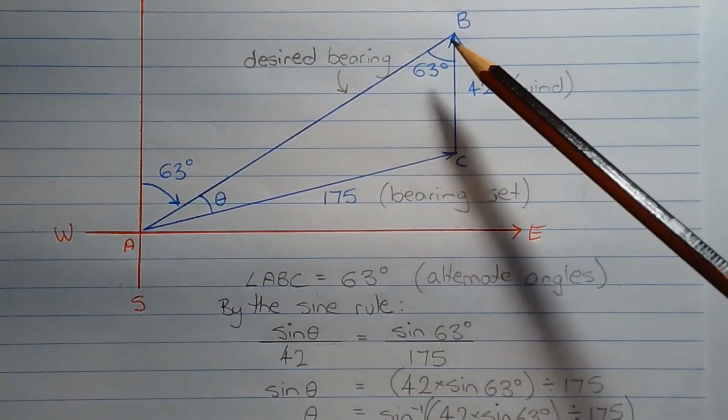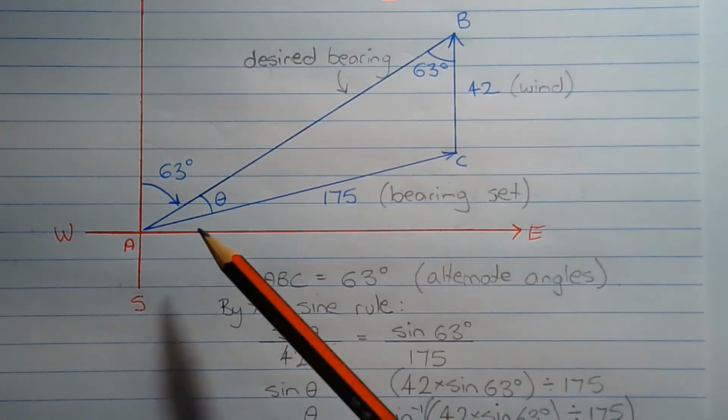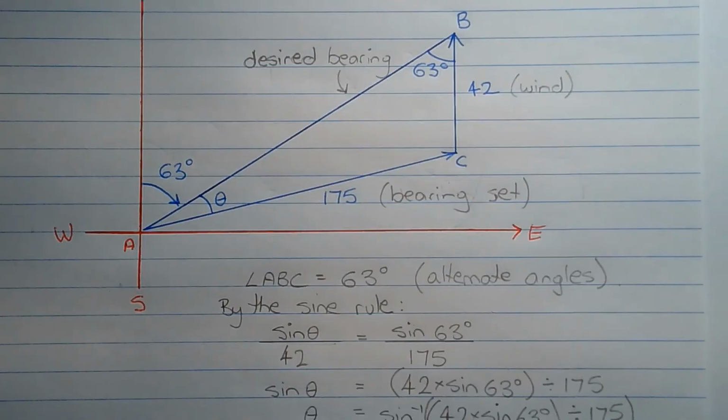Now we have a known side angle pair. So AC is opposite angle ABC. So we can apply the sine rule to find angle theta. So by the sine rule, sine theta over 42 is equal to sine 63 degrees over 175.